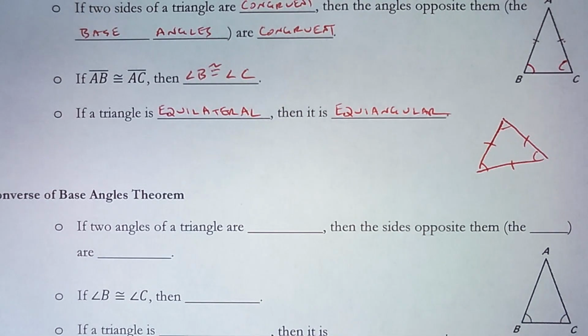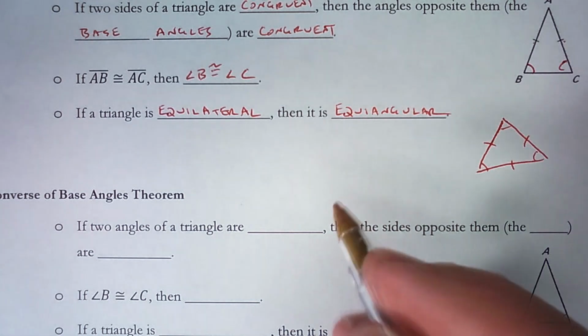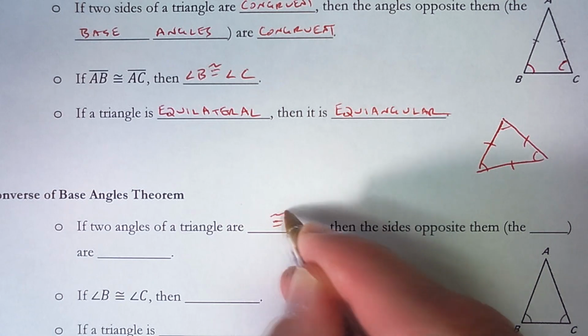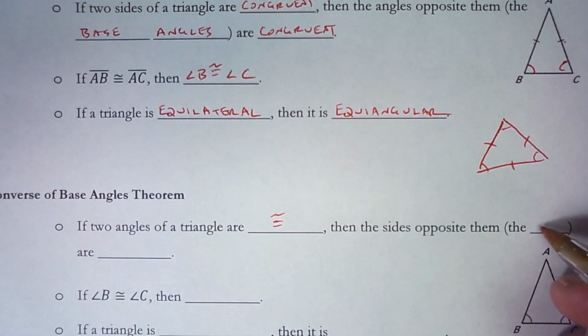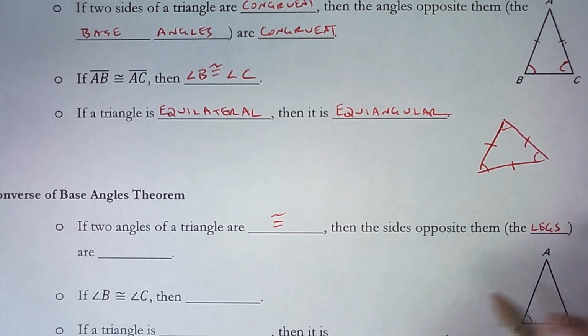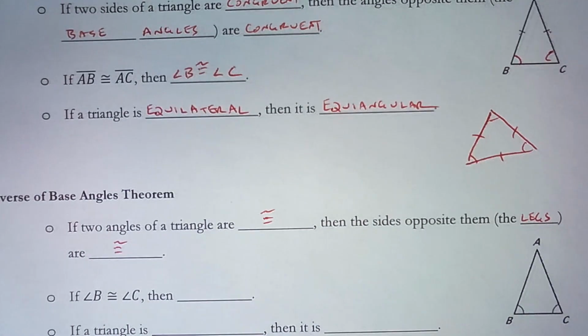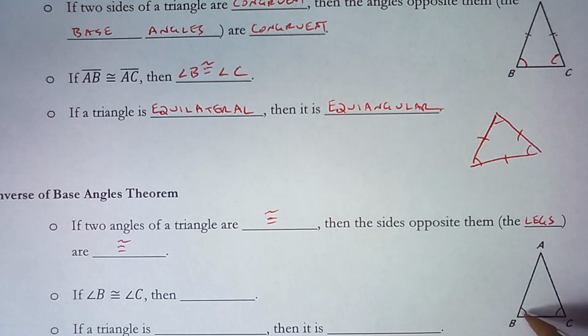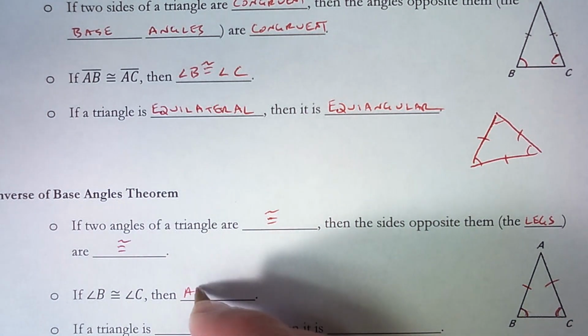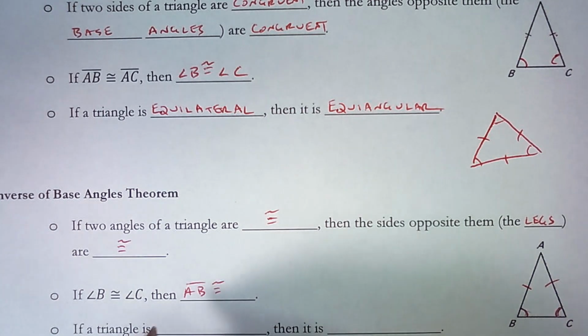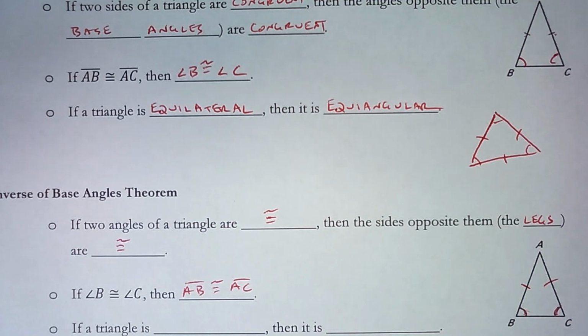Okay, so the converse of that is also true. So if two angles of a triangle are congruent, and I'm just going to put the symbol here, if two angles are congruent, then the sides opposite them, called the legs, are also congruent. So if I have a picture like this and I've got two angles right here congruent, then I know that these two sides must be congruent. So if angle B is congruent to angle C, then side AB must be congruent to side AC.